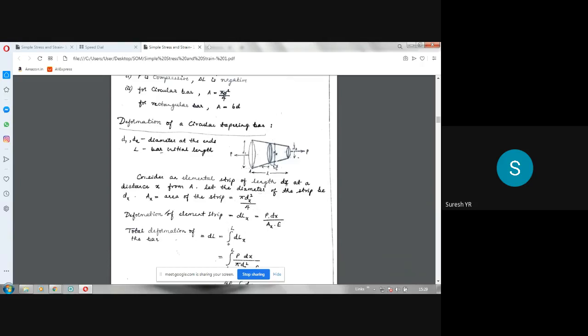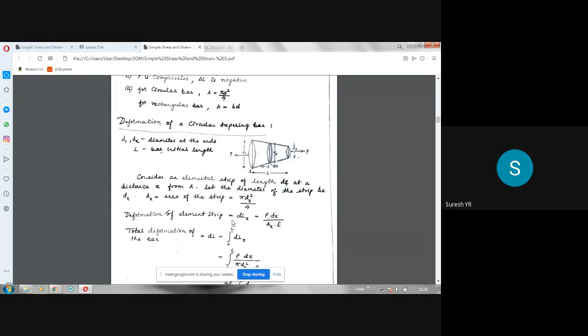Now, if you consider a small length here, this can be taken as a uniform rod. That is the purpose of taking a small length dx, the elemental length. When you take a small elemental length dx, the diameter variation can be neglected, so that you can make these two diameters almost the same. When dx is very small, the difference in the diameters at these two sections will be very, very small, so that you can consider it as a uniform rod only. When you take that as a uniform rod, what happens to the deformation of this elemental strip?